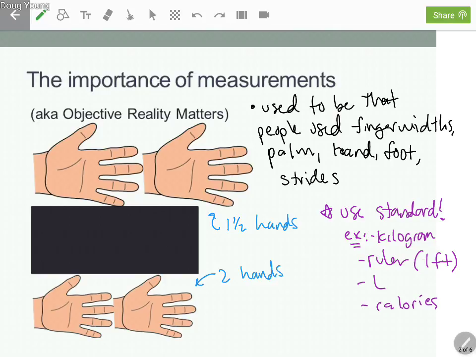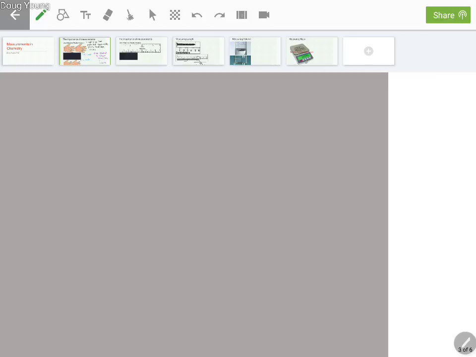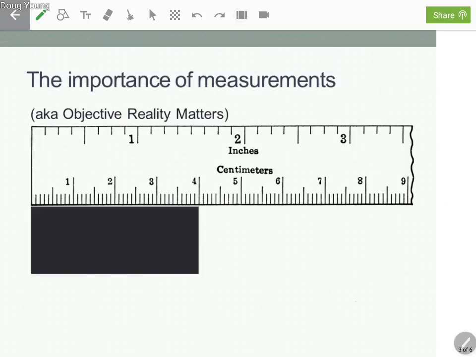So if I want to know how big this black rectangle is, I'm going to use a standard to measure it. I'm not going to use hands or feet or strides or anything like that, right? You've all done this before, probably in grade school at some point, but we'd use like a ruler, right? In this case, our ruler is our standard here. So here's our standard that we're using to measure.